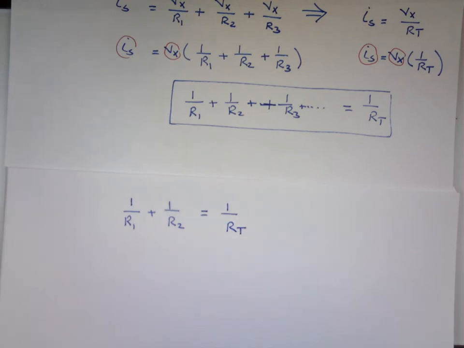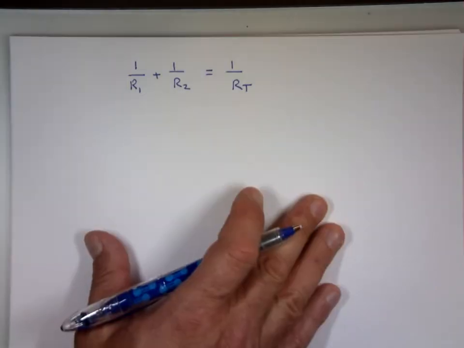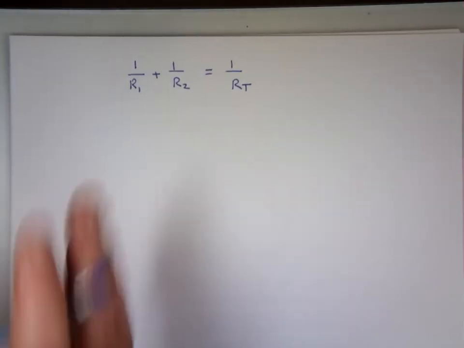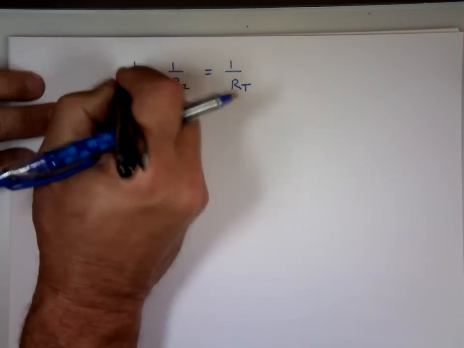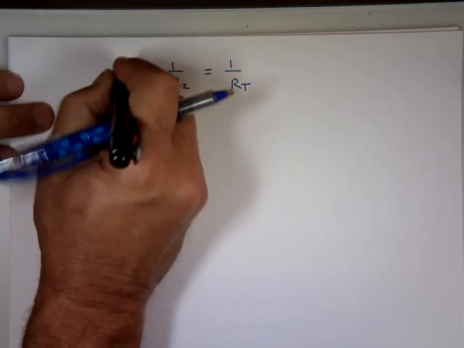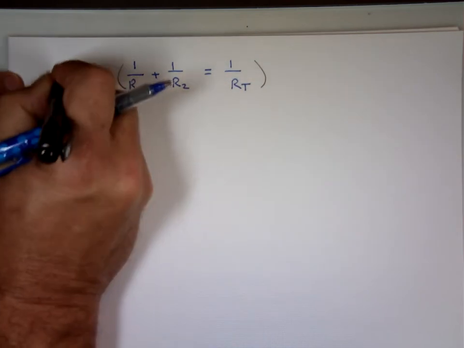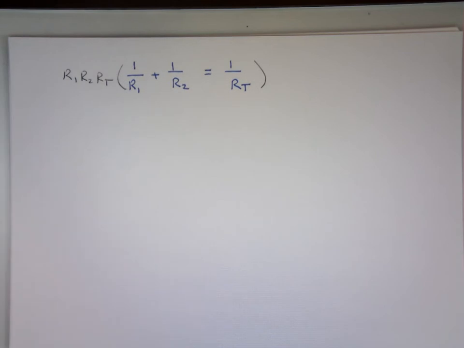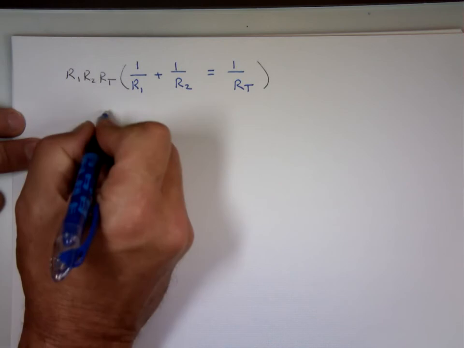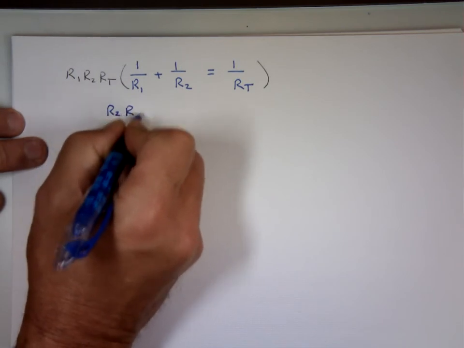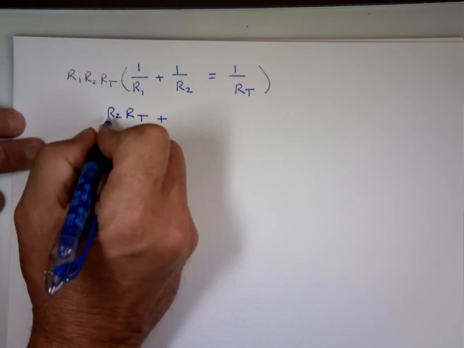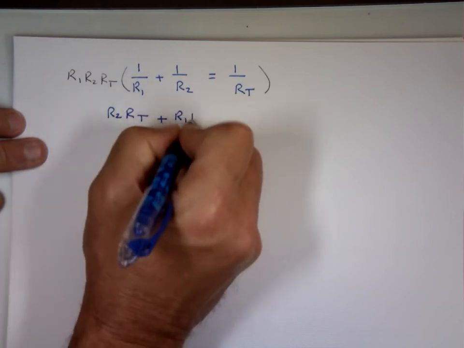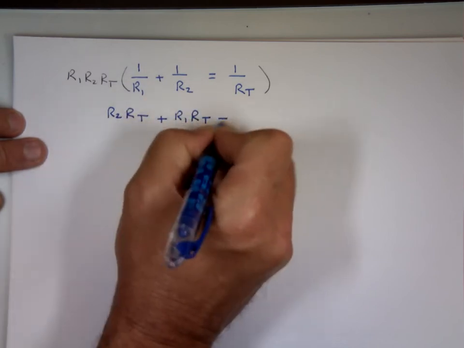I want to solve for R sub T, right? This is an equation. I don't like fractions. I never liked fractions. So let me multiply every single piece here by what? By the LCD. What's the LCD? Lowest common denominator, which is R1, R2, RT. If you multiply every one of these by that, you will have R2 RT plus R1 RT equals R1 R2.